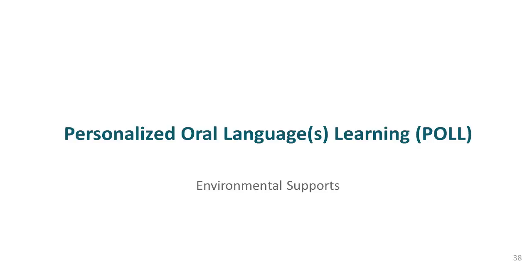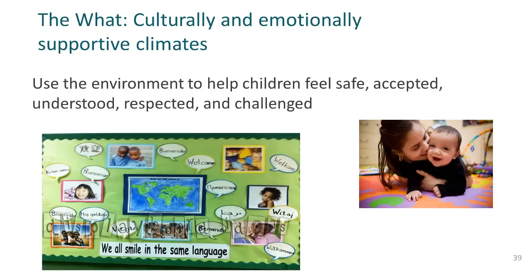So in terms of environmental supports, one of the things that's really important is when we talk about the what, it's creating culturally and emotionally supportive climates. So we've talked a lot about literacy and about vocabulary. One of the real goals in your environment is a sense of safety and belongingness. So as you're thinking about that, it's not always about academics. It's about how that child feels and how that family feels in that environment.